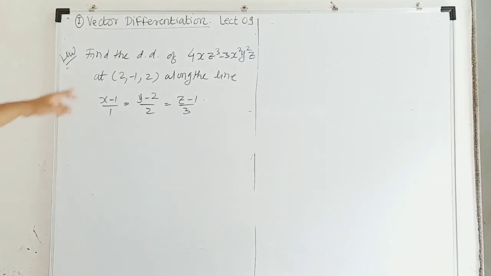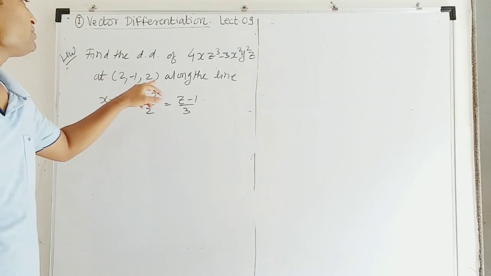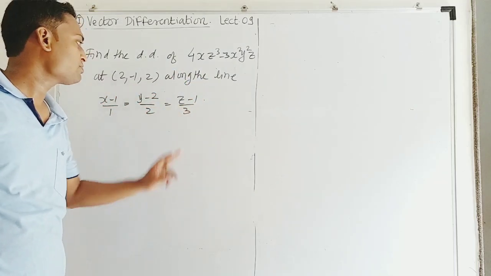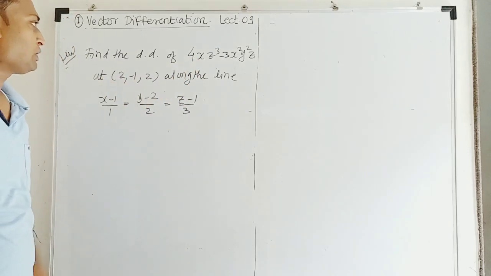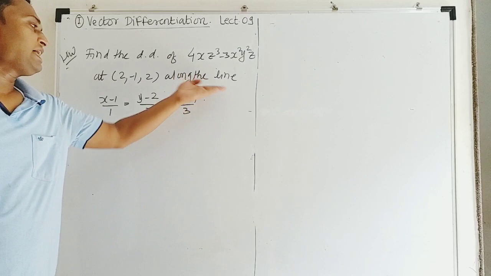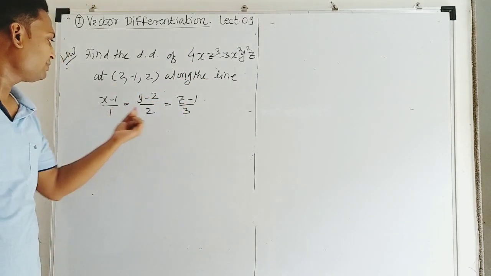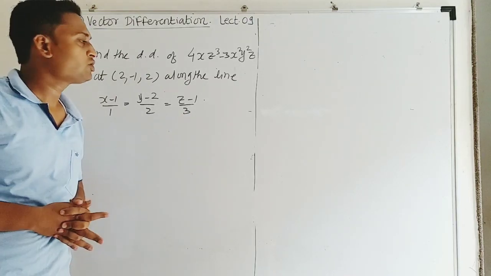So this is the problem for homework. Find the directional derivative of 4xz^3 - 3x^2y^2z at (2, -1, 2) along the line (x - 1)/1 = (y - 2)/2 = (z - 1)/3. So this is the surface phi. This is the point at which you have to calculate the derivative, and this is the direction along the line. So the equation of line is in standard form. So this will be the value of l, m, n. Try to get the solution of this particular problem.